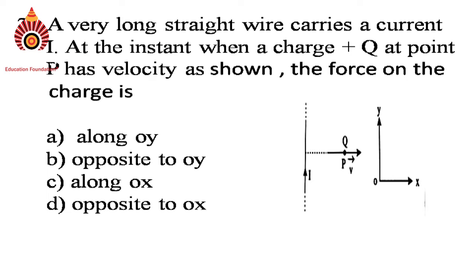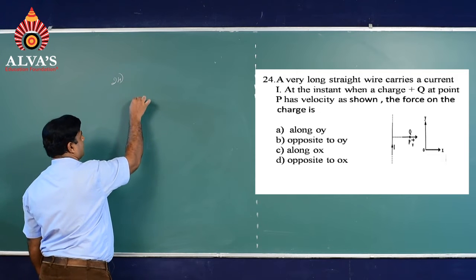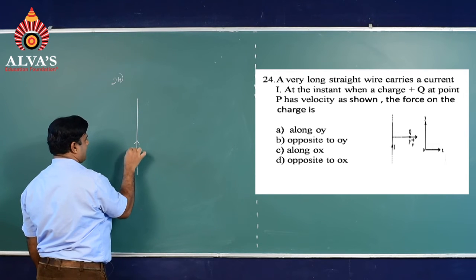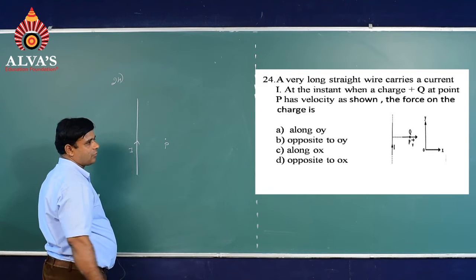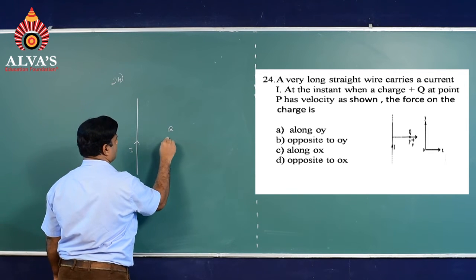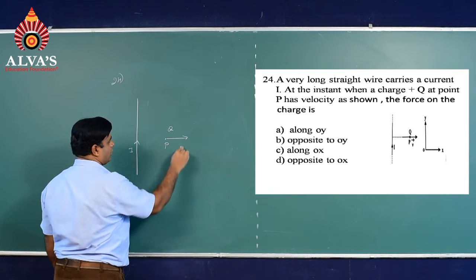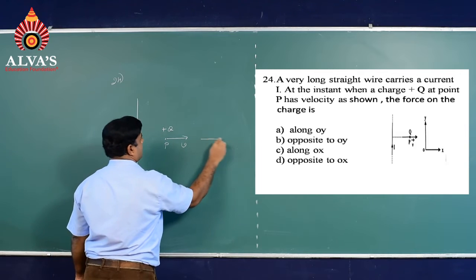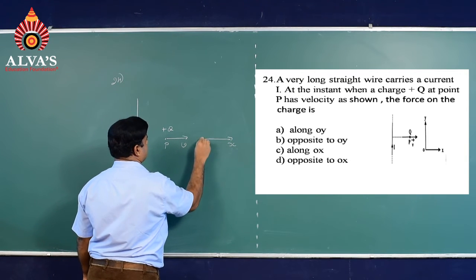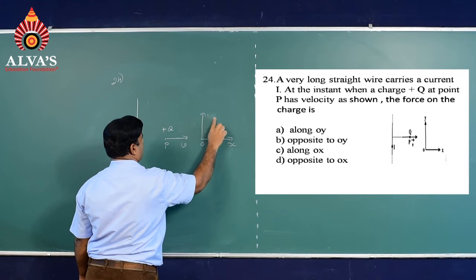A very long straight wire carries a current I. At the instant when a charge plus q at point P has velocity as shown, the force on the charge is. There is a straight current carrying conductor I. There is a point P where a charged particle is moving to the right with a velocity v, which is a positively charged particle. This direction is given as Ox, this direction is given as Oy.